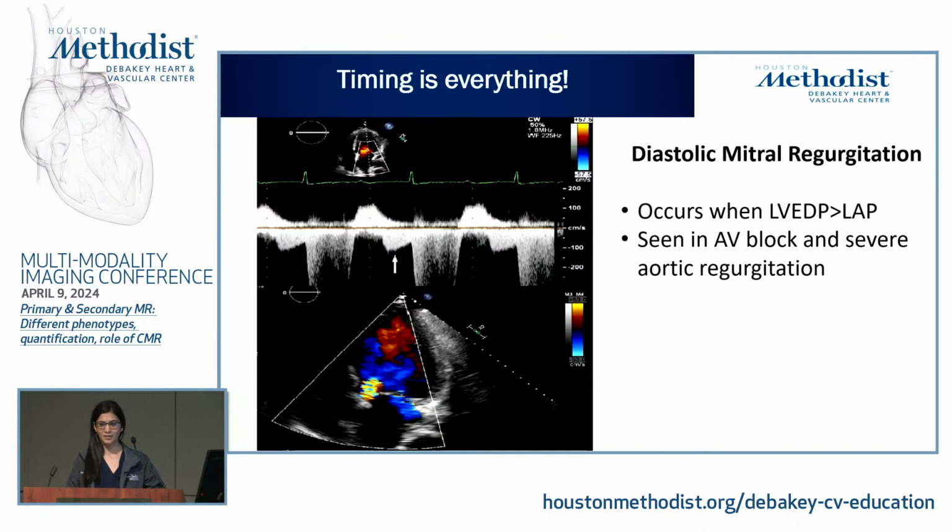And timing is everything, like everything in life. And don't forget diastolic MR. It's less commonly encountered, but occurs when your LV-EDP is more than your LAP, leading to reversal in the gradient across the mitral valve. You see this in high-grade AV blocks, in patients with significant aortic regurgitation, or any case where you have high LVEDP.